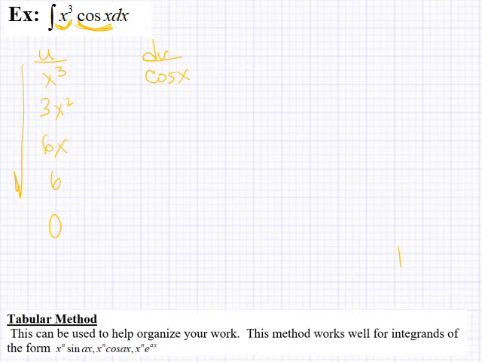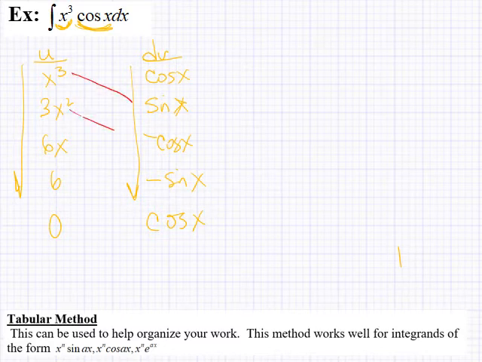And then let's integrate this one the same amount of times. So sine x, minus cosine x, minus sine x, and then back to cosine x. Now we're going to match them up on the diagonal, because what we're really doing is matching up. This is u times v, and for the next one, this is the next u and the next v, etc. Okay?